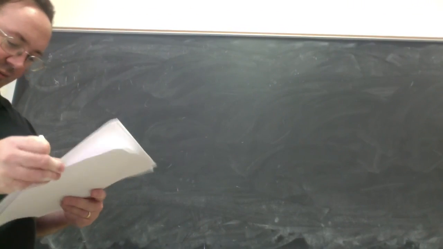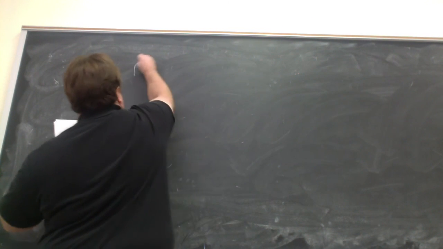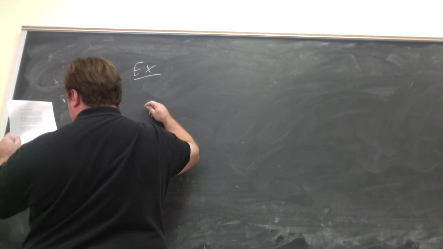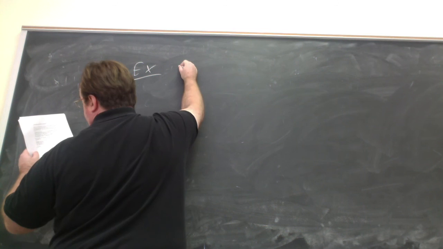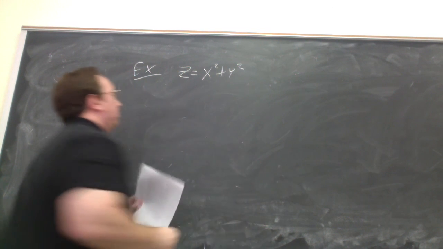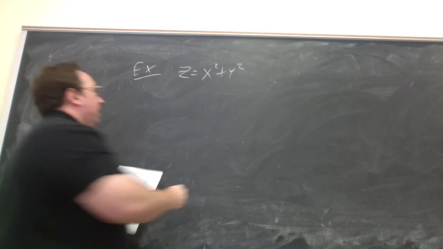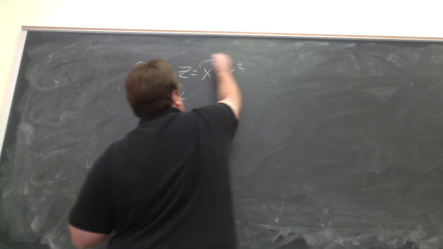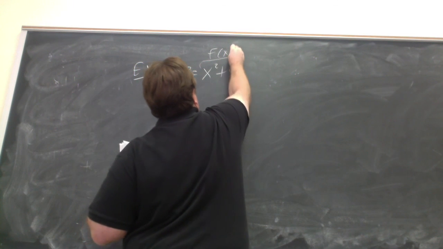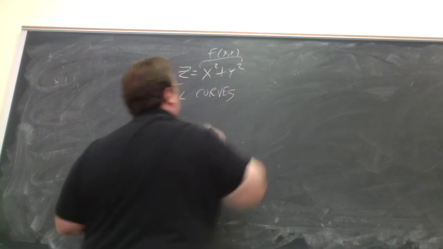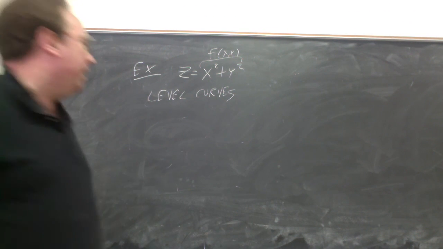Now, I want to do an example. Level sets, like level curves, level surfaces. Suppose we have a function z is equal to x squared plus y squared. So this is our function f of x, y. So its level curves are the level curves of this function f of x, y.